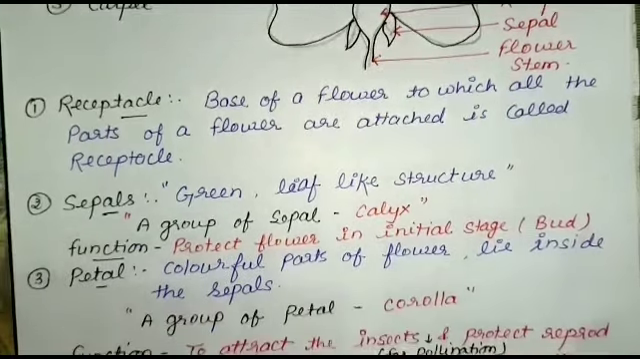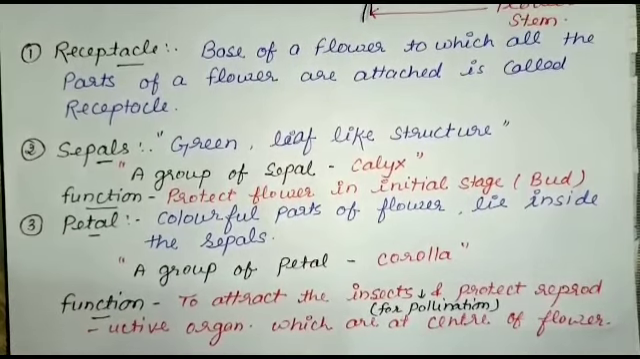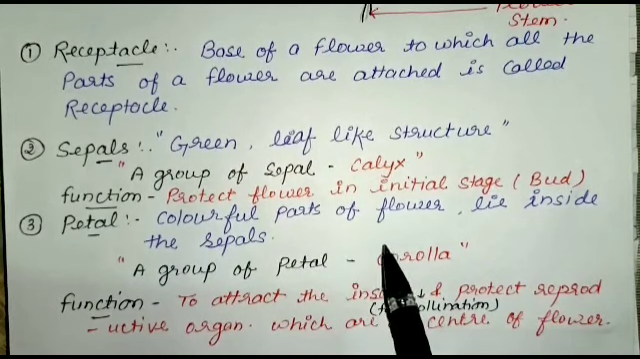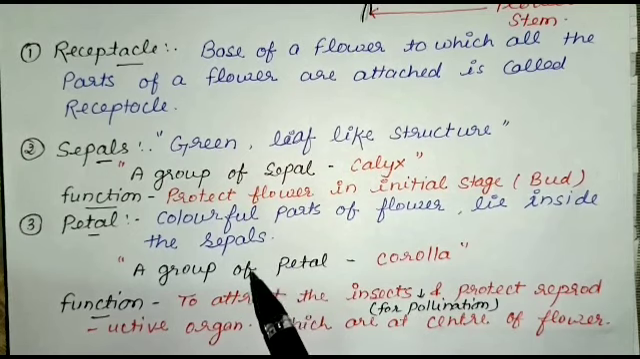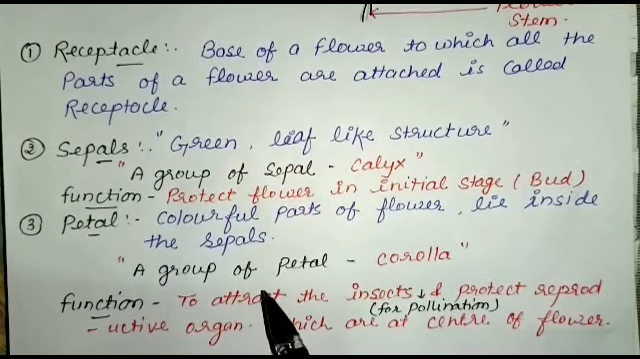Now the third part of the flower is petals. The colorful parts of the flower are called petals. The petals lie inside the sepals. All the petals taken together are called corolla, meaning a group of petals is called corolla. The petals are usually scented. The function of petals is to attract insects for the pollination process and to protect the reproductive organs which are at the center of the flower.